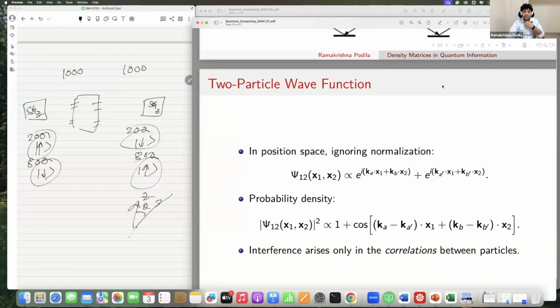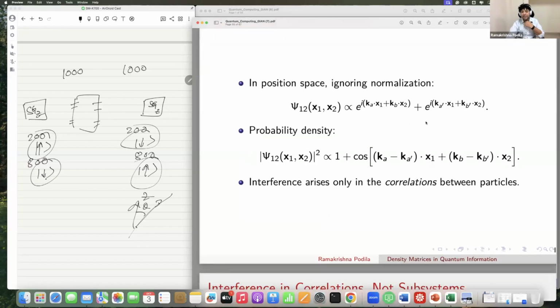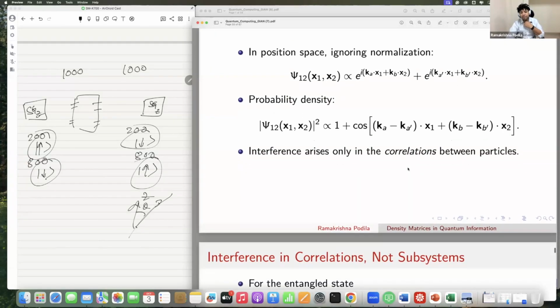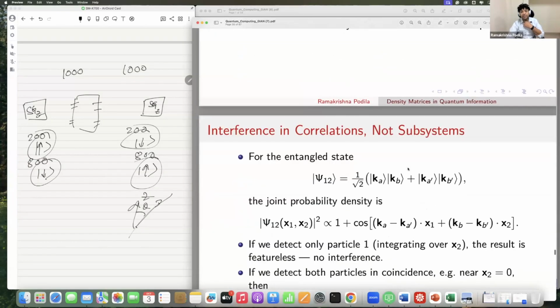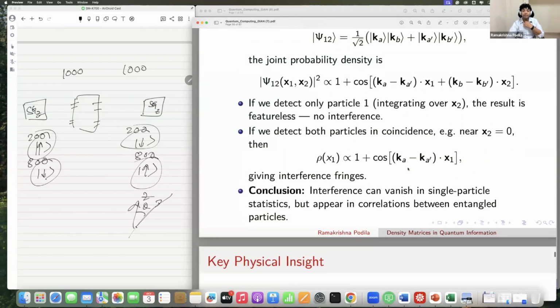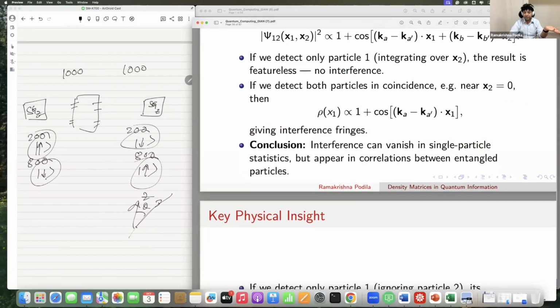So basically what it means is that the total probability density is going to have some sort of an interference pattern and doesn't look like subsystems. If I detect both particles in coincidence near a particular x2, then I would get these kind of cosine variations in whatever I'm measuring. If we detect only one particle, then there is no feature, because we're integrating over x2. It would not look like a feature. But if we detect both particles, then we do get some features.